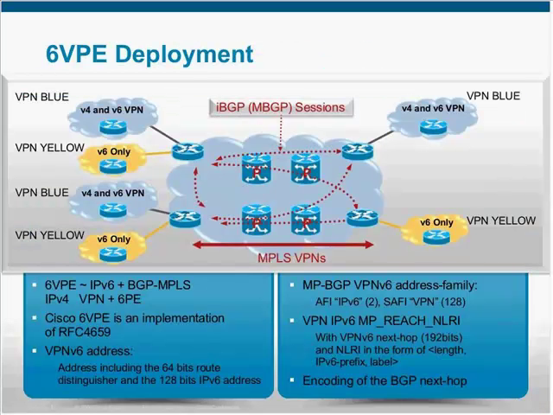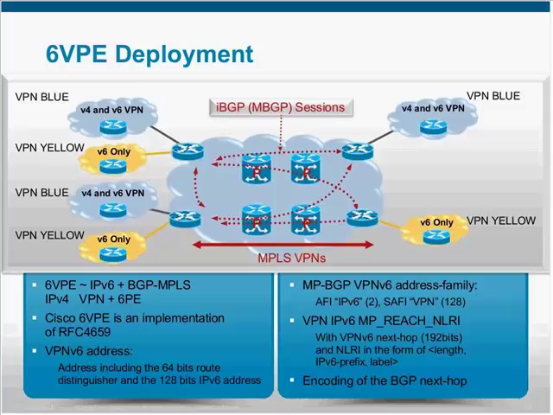So if we look at the picture right away, we say that a customer could run both V4 and V6 inside a VPN, but in this picture we actually have two different VPNs, VPN blue and VPN yellow. All of the VPN blue sites would be able to access one another, but that would be limited to this VPN.